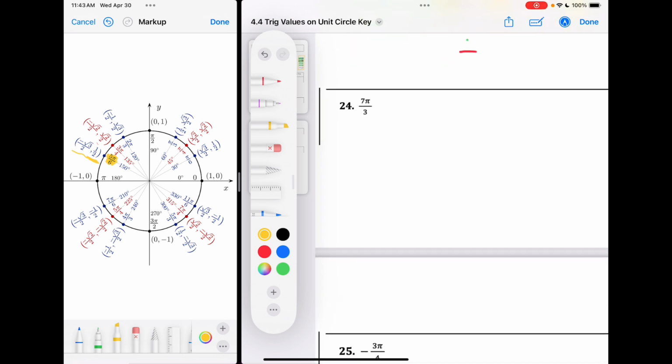All right, number 24, 7 pi over 3. Can you get this for me? Now, activate your eagle eye. Do you go around? Do you see 7 pi over 3? No, no, no. So what do we do? That tells me my 7 pi over 3 is too big. So I am going to bring this back to the unit circle. I'm going to minus 2 pi.